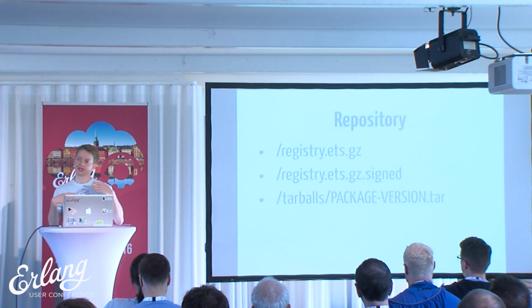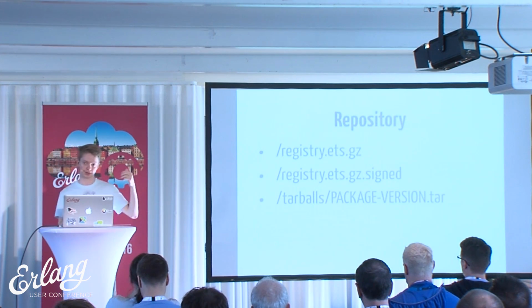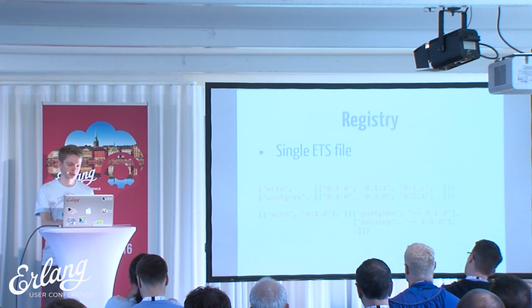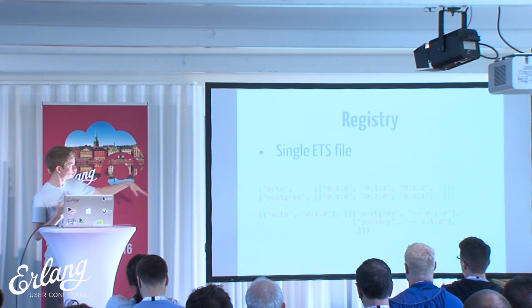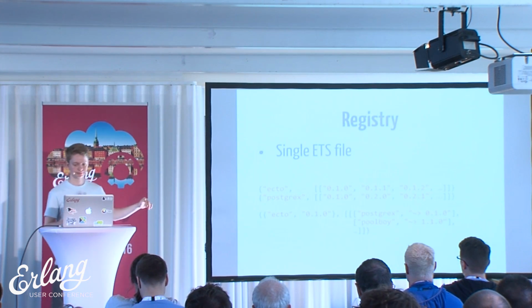The repository needs to implement 3 endpoints. It's very straightforward. It needs to have a registry file, a signature of the registry file, and all the package tarballs that it has. We're going to take a closer look at what the registry currently looks like. So it's a single ETS table that we have serialized to a file. And here you can see an example content of the registry.